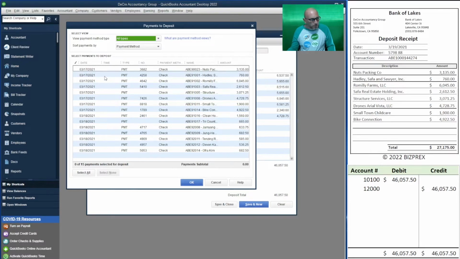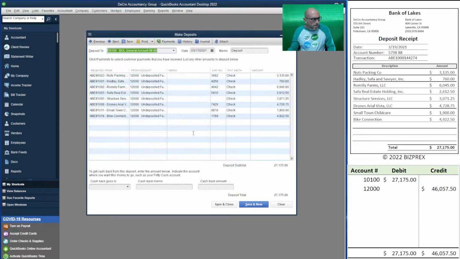All right, so we have this one. 27,175, yep, that works. So we know our bank would go up. Let's see. Yeah, I can't fix anything. Anyway, we'll just enter the sum.